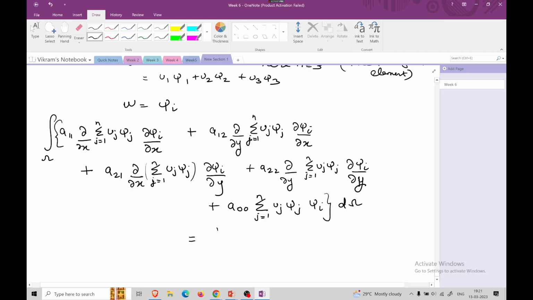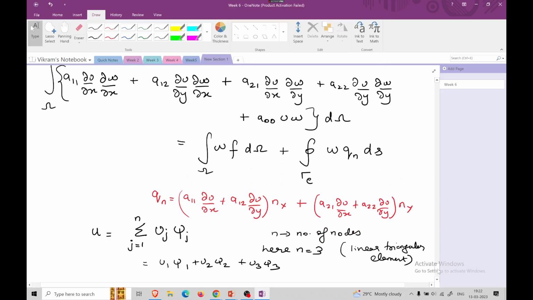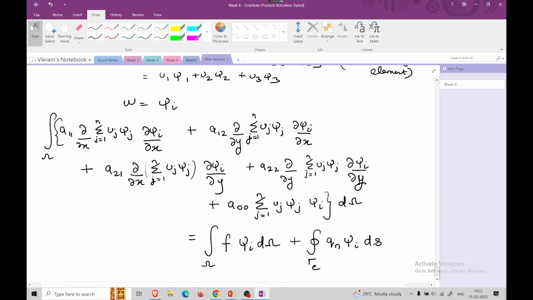This will be equal to, on the right side you will have f times w, right? So f will be f as it is, f into psi I into d omega plus qn into psi I into ds. Okay, so this is my big equation.